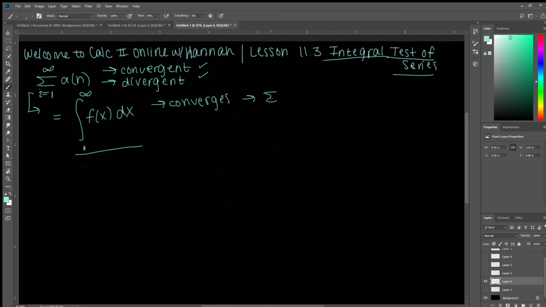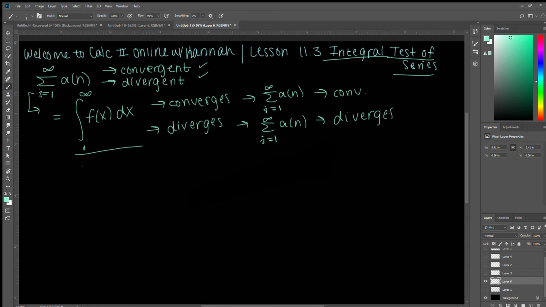So the integral test states that if the rewritten integral right here converges, so will the series. And if this indefinite integral diverges, so will the series. Now, the integral test can be performed only if this inside value of f of x meets the following requirements. The function f of x needs to be positive, decreasing, and continuous.